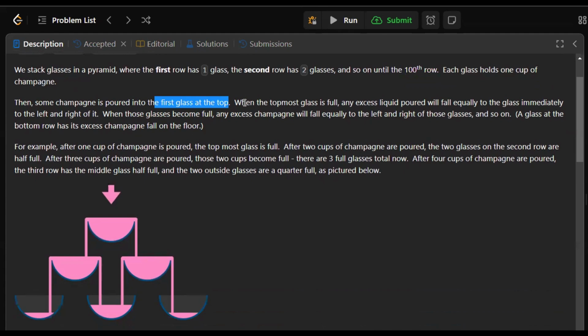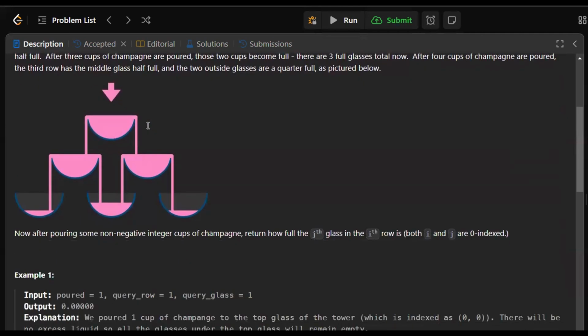Now, when the topmost glass is full, any excess liquid poured will fall equally to the glass immediately to the left and to the right of it. When those glasses become full, any excess champagne will fall equally to the left and the right of those glasses, and so on. A glass at the bottom row has its excess champagne fall onto the floor.